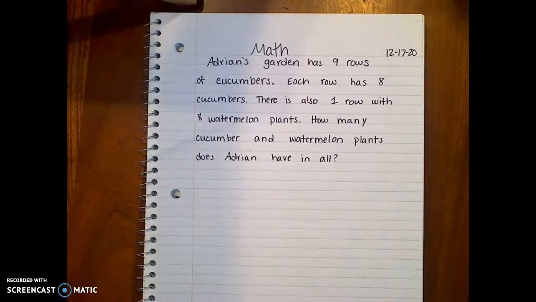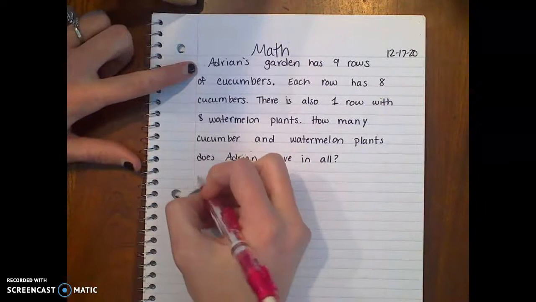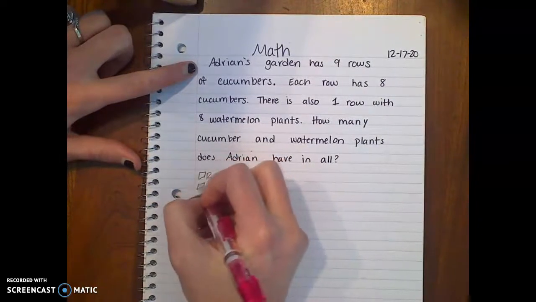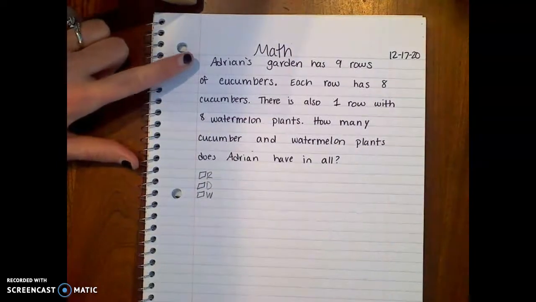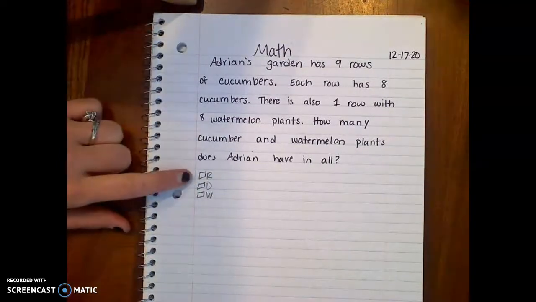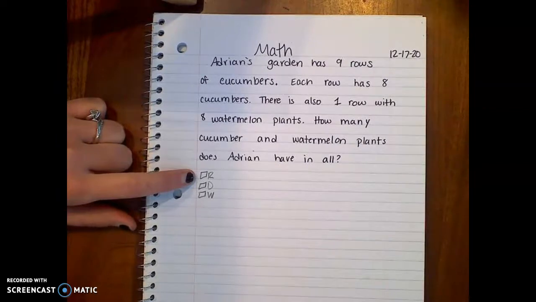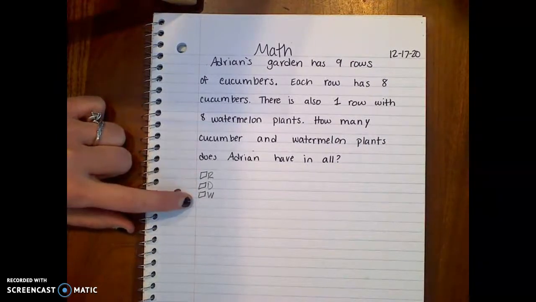All right, first things first, let's talk about our application problem today. Now, I know that this is a story problem, so I'm going to first start with an R, D, W. And if you didn't get a chance to watch Scout's video earlier this week, you know that R stands for read. We read it like a reader and a mathematician. D stands for draw, and W stands for write.